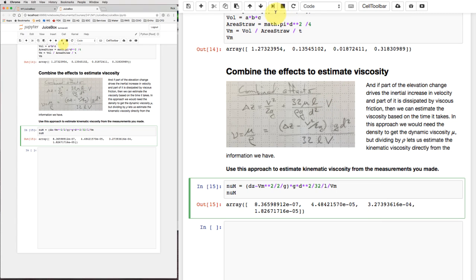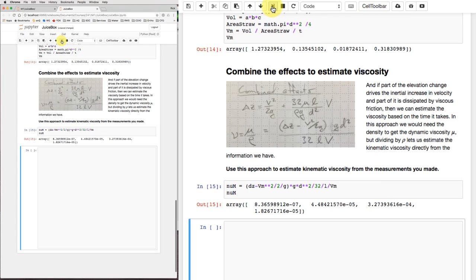So let's check it out. When I do that calculation, I get these numerical values. And so for the water case, that was the 5-second case, I get 8.4 times 10 to the minus 7. That's pretty close because the actual value for room temperature water is about 10 to the minus 6. So that's off by 10 or 15%. That's pretty darn close.